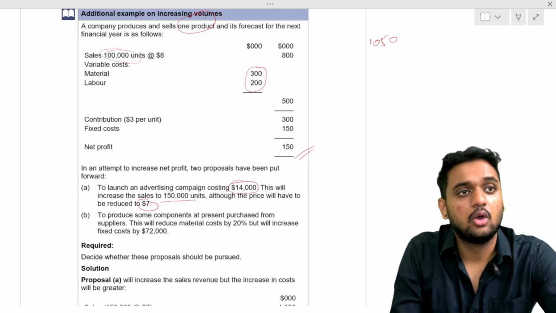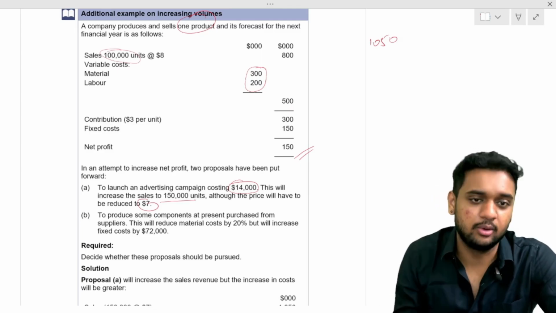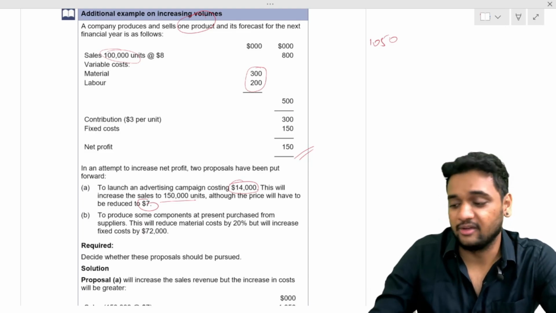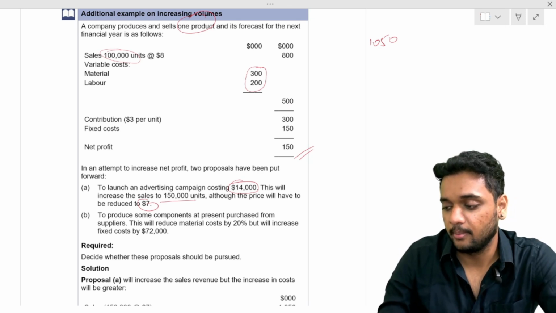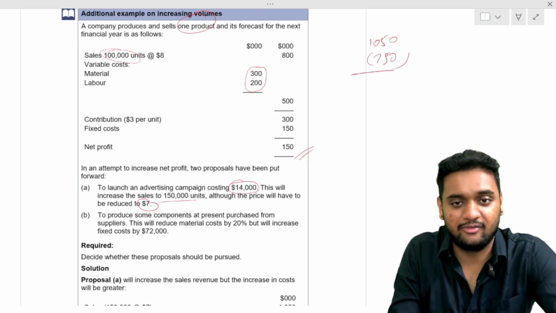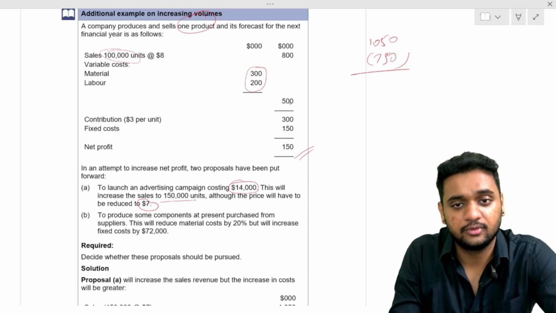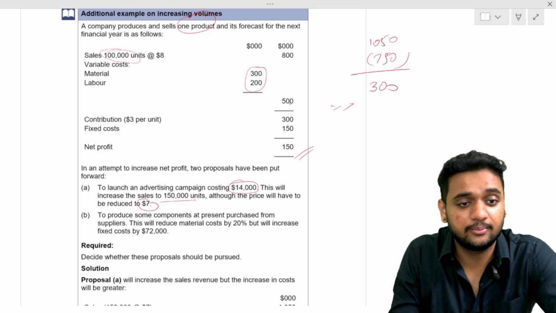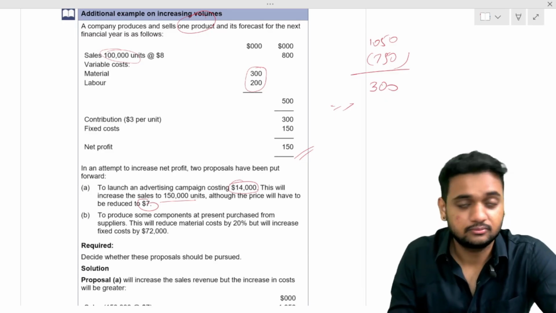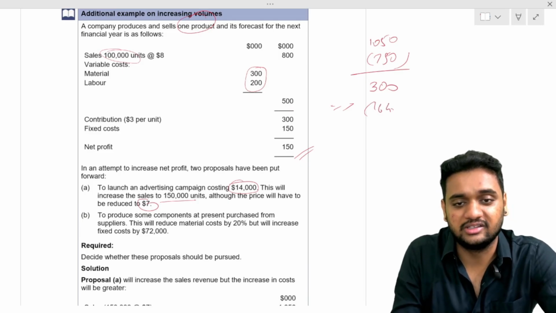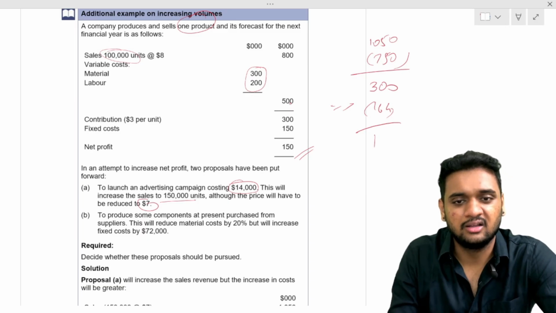Number of units was 1 lakh. 5 lakh by 1 lakh is 5 per unit. Now, variable cost per unit is 5, into number of units is 1,50,000. How much you are getting? 750. 7,50,000. If you do that, you will get a contribution of 1050 minus 750 is 300. Minus what is the fixed cost? Already we have 1,50,000 plus now we have 14,000 divided by 1000. If you do, you will get 164. Fixed cost is 164. How much profit you are getting?